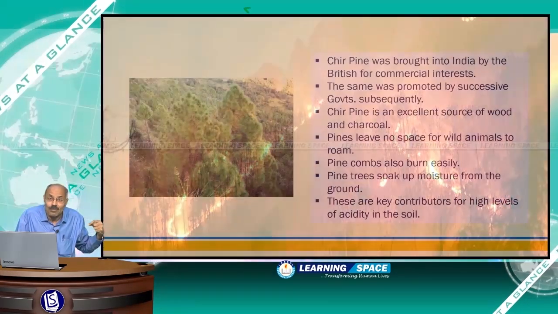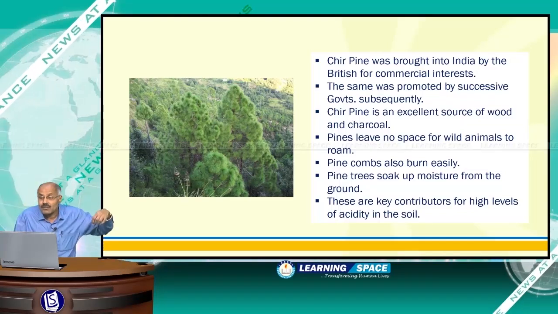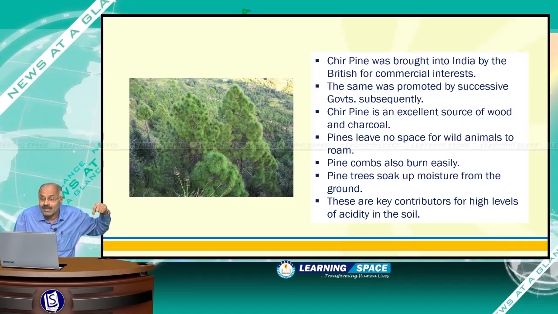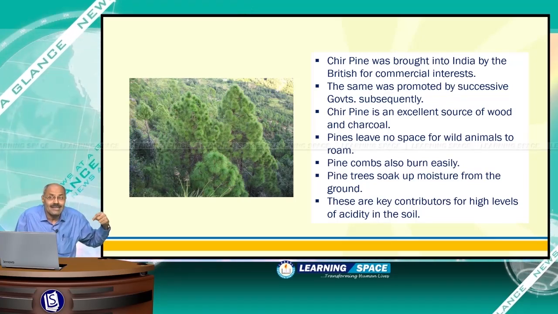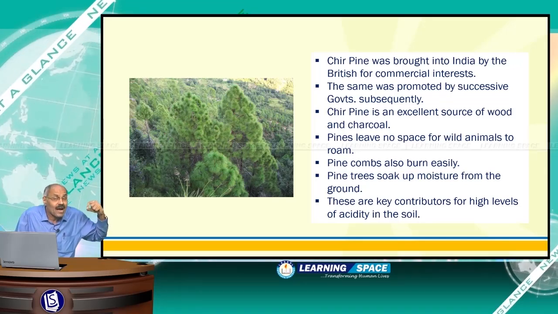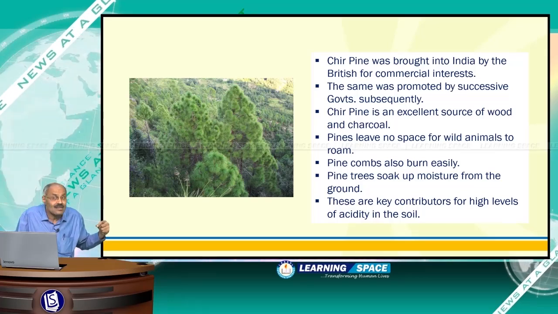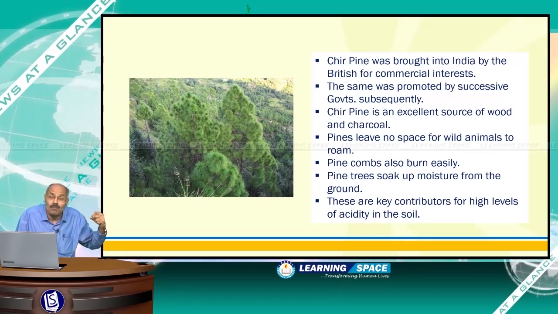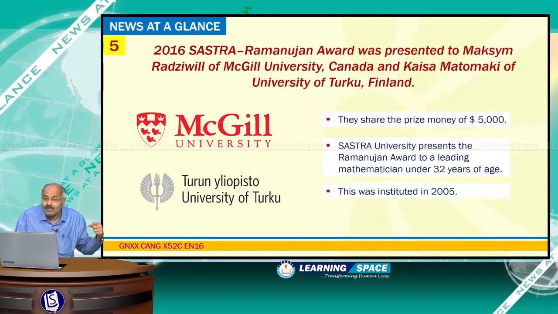I have given various important information with regard to chir pine. Chir pine was brought into India by the British for commercial purposes, and the basic thing is that chir pine is an excellent source of wood as well as charcoal, and pine cones burn very easily. Right, there are several disadvantages of chir pine trees. I have given them here, please go through them. Look into the next one.